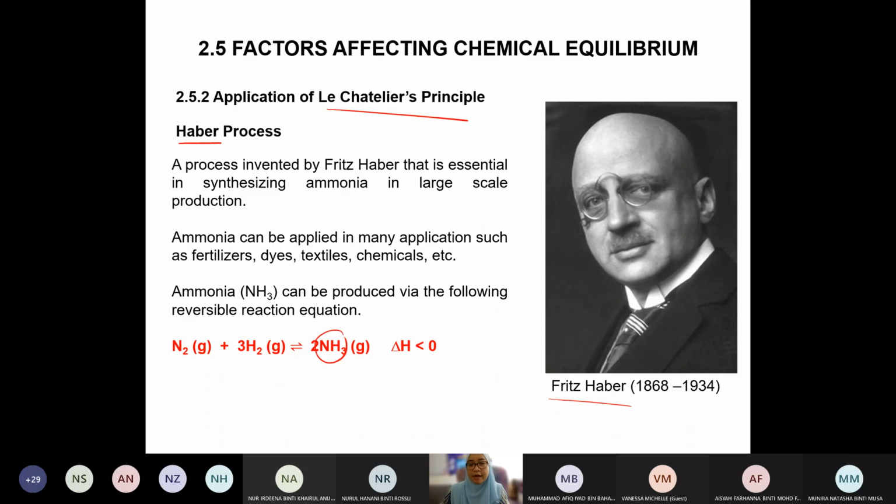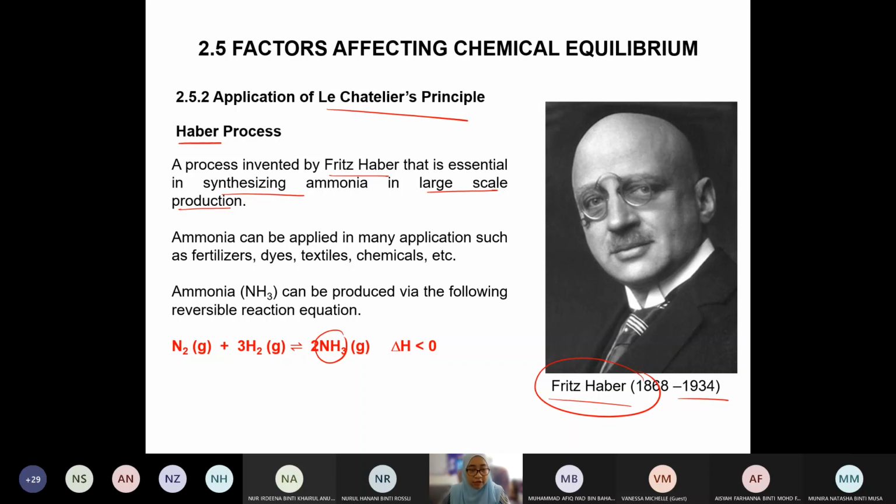Why Haber? Because of the scientist from last time, 1868 until 1934. This process was invented by Fritz Haber, that is essential in synthesizing ammonia in large scale production. We are talking about industrial scale. Okay, ammonia is very important. It has so many applications.